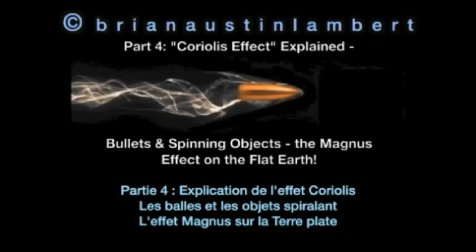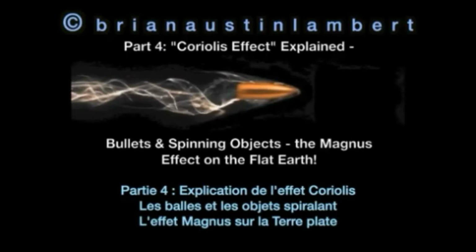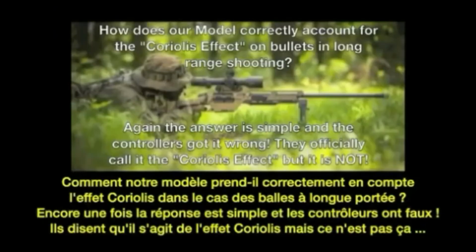Part 4, Coriolis effect explained. Bullets and spinning objects, the Magnus effect on the flat Earth. How does our model correctly account for the Coriolis effect on bullets and long-range shooting? Again, the answer is simple and the controllers got it wrong. They officially call it the Coriolis effect, but it is not.